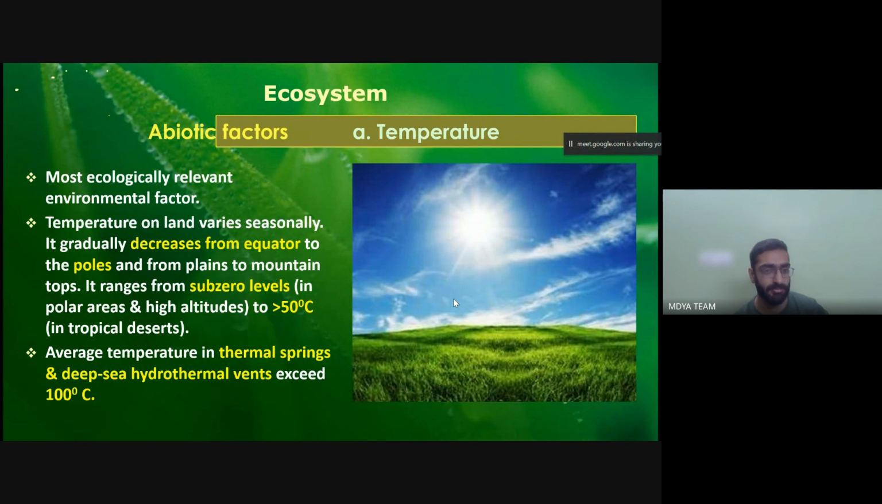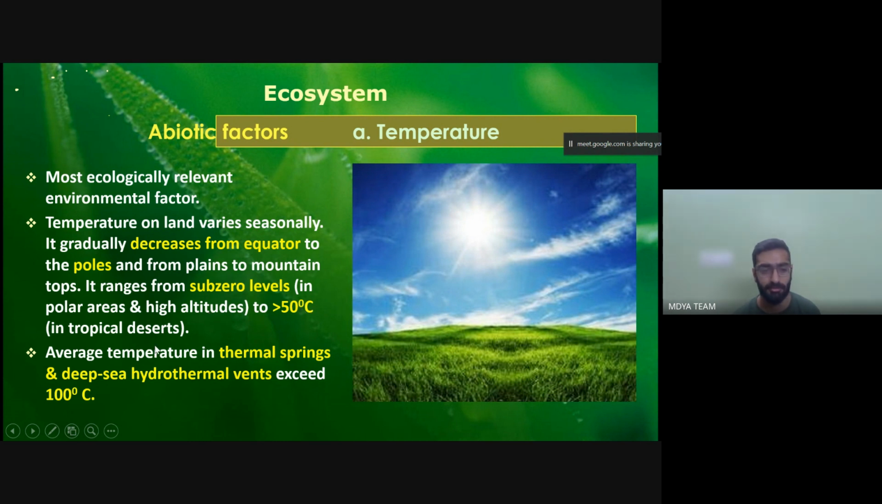All right, and it is also mentioned that the temperature is greater than 50 degrees in tropical deserts. So it ranges from sub-zero levels in polar areas and high altitudes such as mountains to more than 50 degrees in tropical deserts.